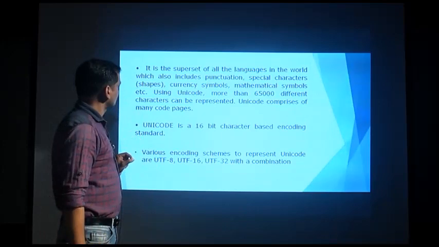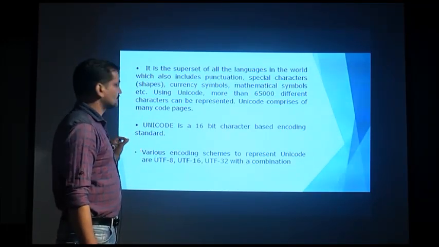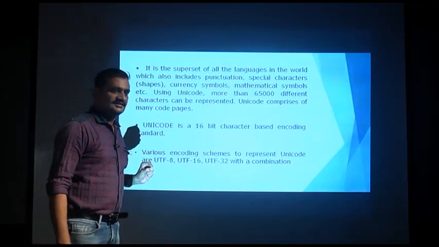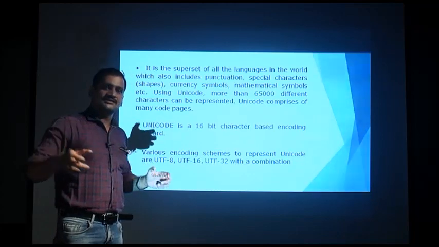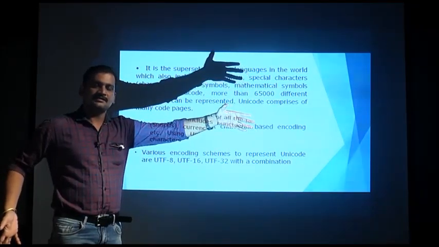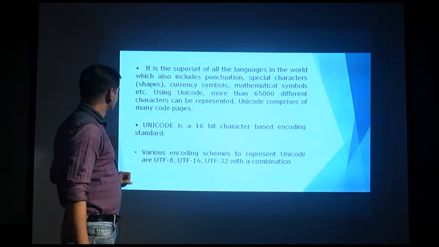Now, using Unicode, more than 65,000 different characters can be represented, and Unicode comprises many code pages. Think about it: 65,000 characters represented, so it is going to be a vast dictionary of the characters and their values. Now, Unicode is a 16-bit character set, as I have already told you.